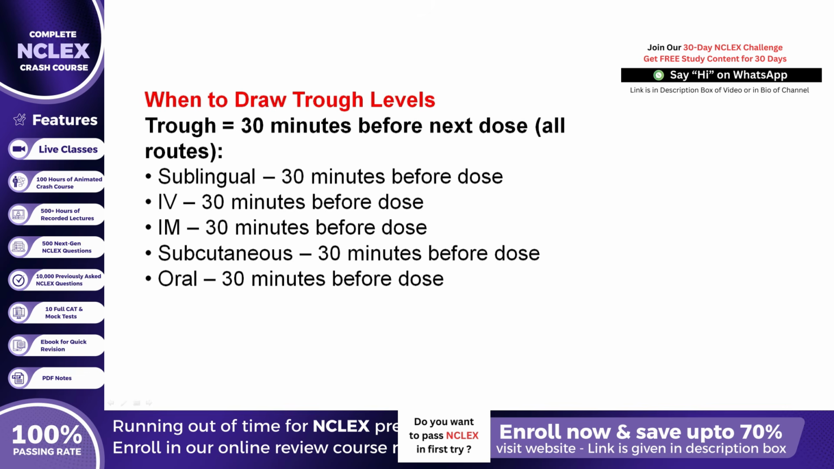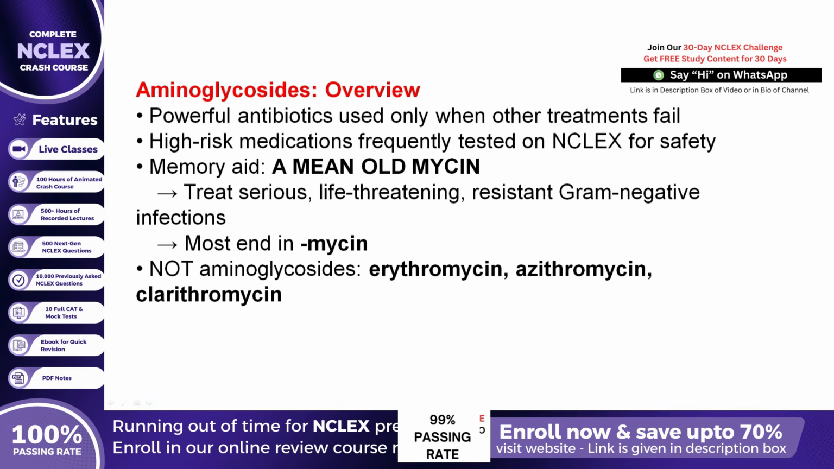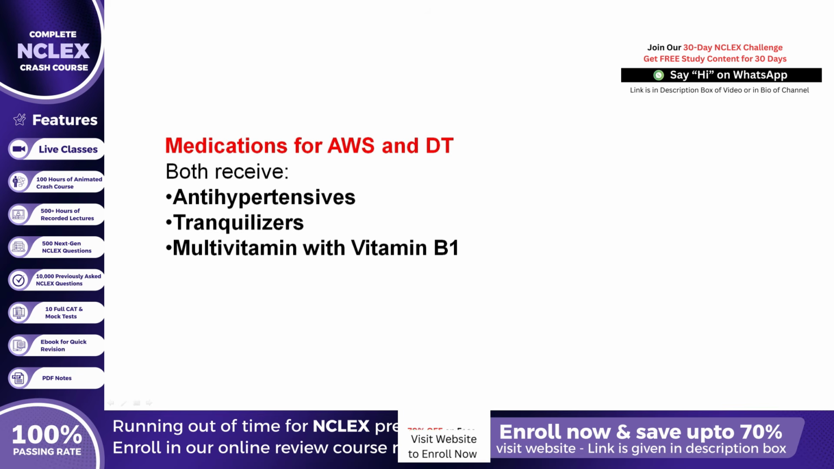Now, as we continue, let us look at the medications for alcohol withdrawal syndrome and delirium tremens. Both types of clients receive antihypertensives, both receive tranquilizers, and both receive a multivitamin with vitamin B1. Each of these medication categories is essential and remains consistent across both conditions.